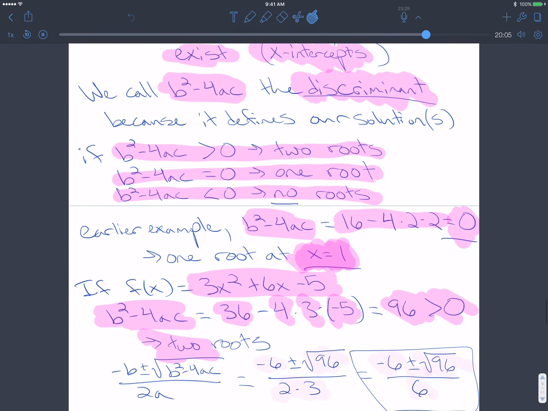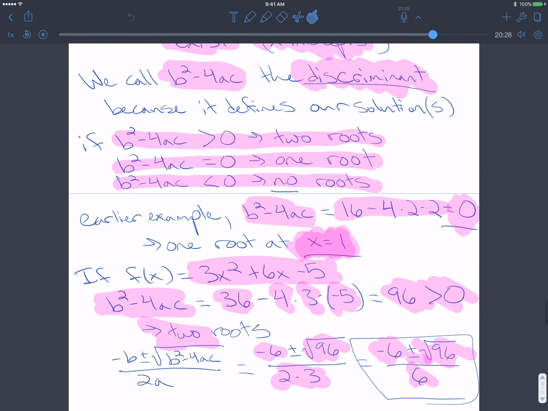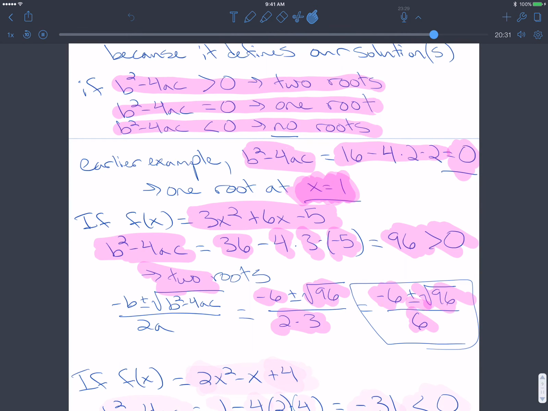If you substitute it into the quadratic formula, you have negative 6 plus or minus the square root of 96 all over 2 times a, which is 3, so 6. So you have two values. Negative 6 plus square root of 96 over 6, and negative 6 minus square root of 96 over 6. Two different roots, and you'll see that if you graph the function also.